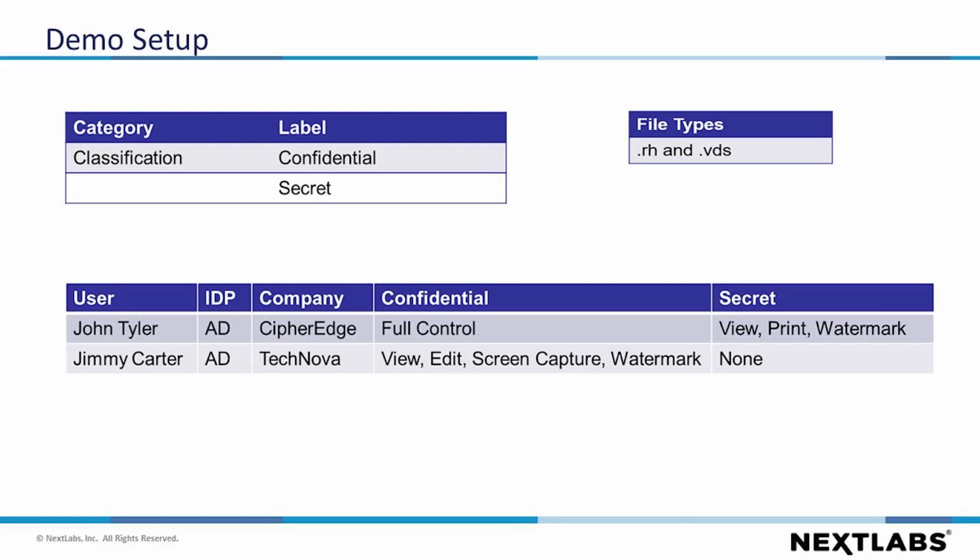The policies are configured as follows. John Tyler, CipherEdge, is granted full control on confidential files. He is also granted view, print, and watermark permissions on secret files. Jimmy Carter from Technova is granted view, screen capture, and watermark permissions on confidential files. He is granted no access to secret files. For file types, we are using native SAP 3D VE file types, which are .rh and .vds.